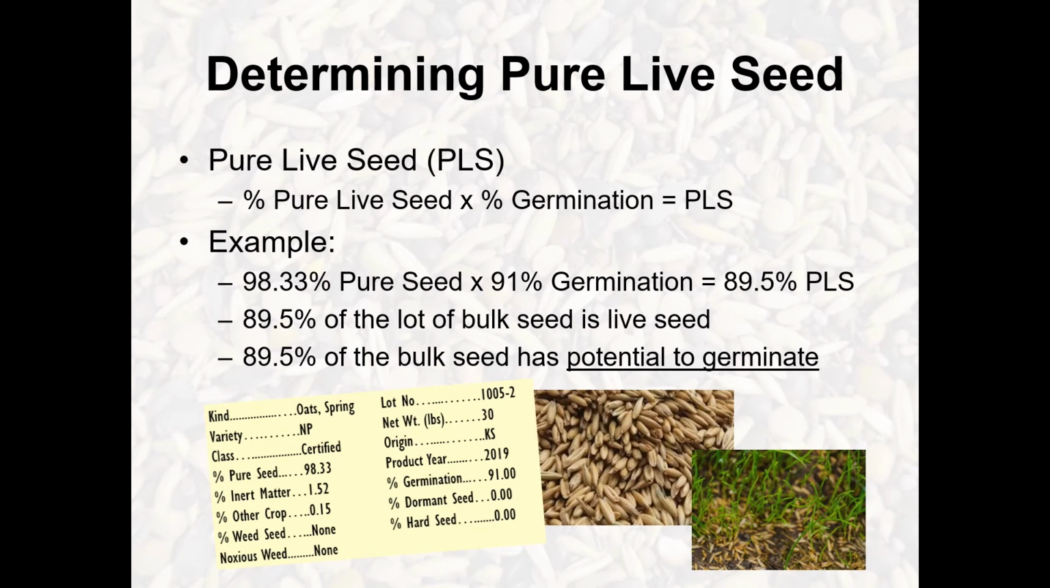Now let's review how to determine pure live seed. We need to look at the seed tag and first look at the purity and germination. In this case, for this batch of spring oats, the purity is 98.33% and the germination is 91%. This is a pretty straightforward, simple tag. If you multiply the two together as percentages, you'll find that the pure live seed is 89.5%.